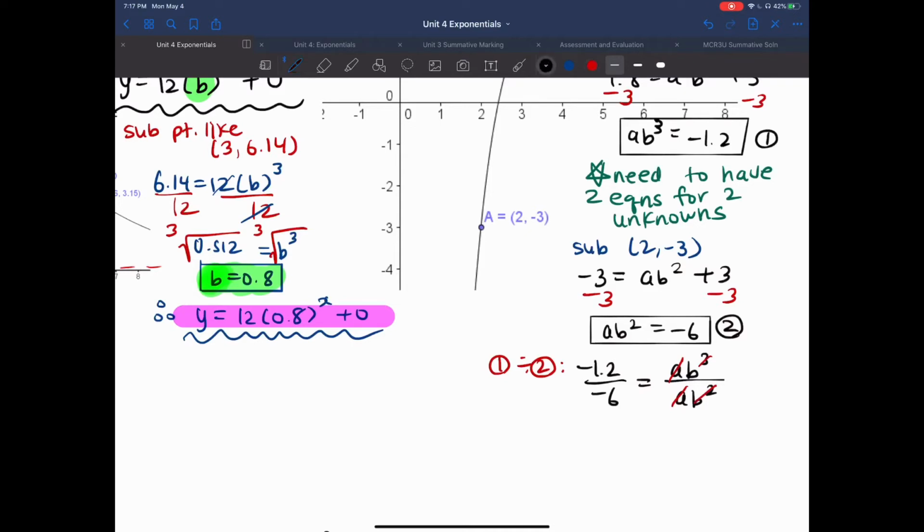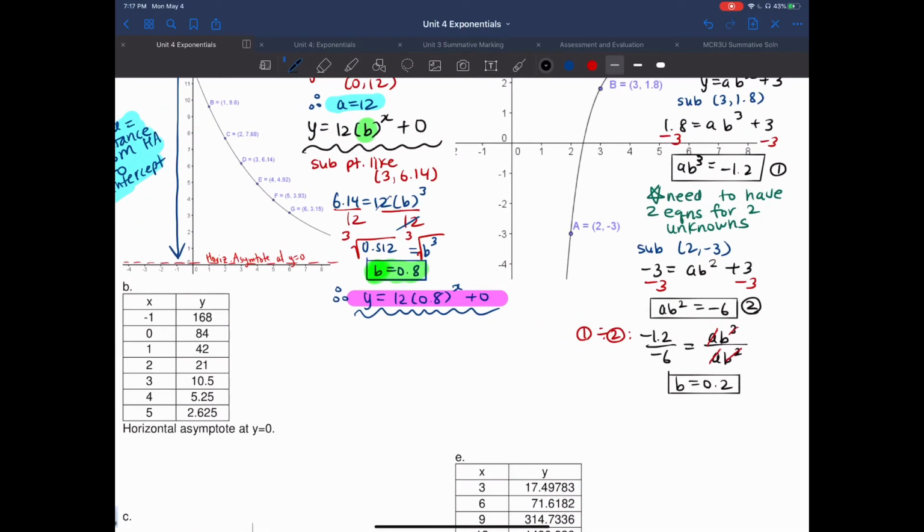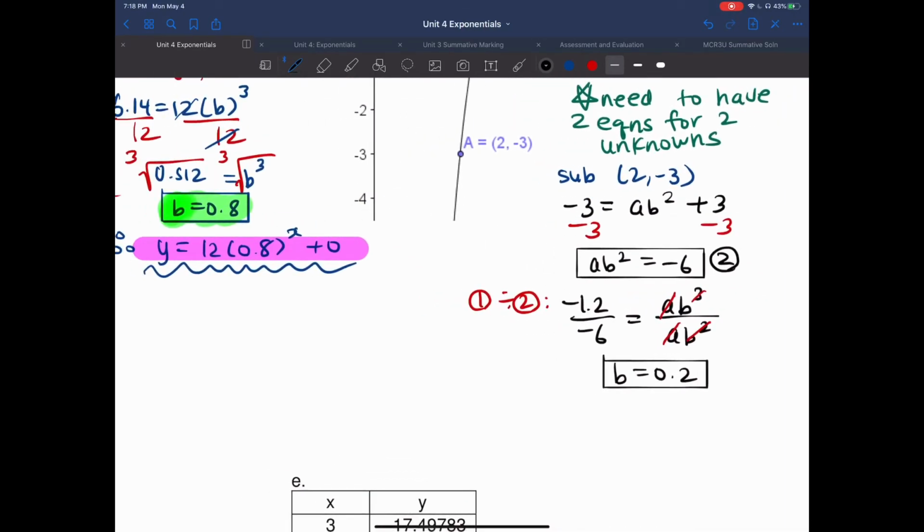So I use one method of elimination to get to this answer, but keep in mind I could have used a different substitution or elimination method, and as long as I get b equals 0.2, we should be good. At this point, you have one of the variables, so you just simply need to plug it into either equation 1 or equation 2 to try to get the a value.